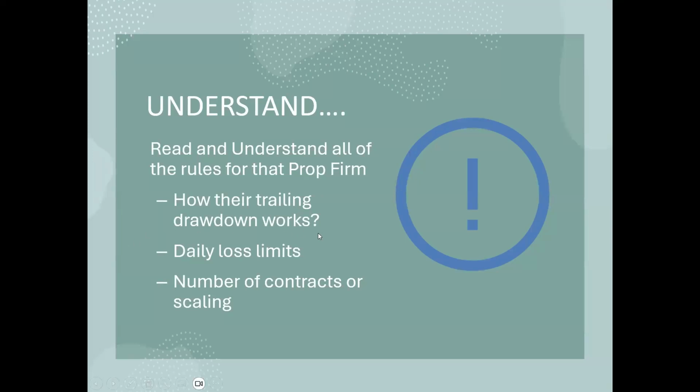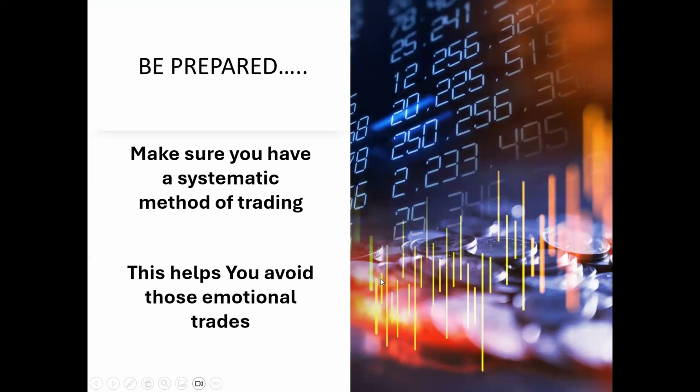All right, so basically understand how their trailing drawdown works, whether it's intraday or end of day, what the trailing drawdown limit is, depending on what account you sign up for. If they have daily loss limits, know what that is. Also, know how many contracts you can be trading. And also, they'll have certain times that you can't trade. For example, let's say the FOMC meeting, which came up this week. Most of them will have rules that say you can't be in trades before or after the FOMC announcement for a given length of time. So just understand all the rules for whatever company you sign up with.